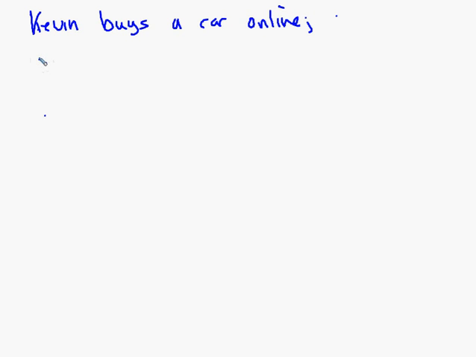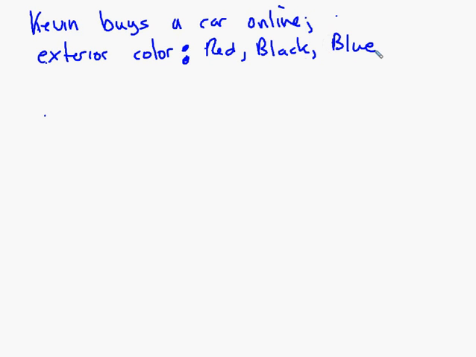So it might ask him for the exterior color, right? And they're going to give him every possible option. He might have red as a choice. He might have black as a choice as a common car color. He might have blue as a choice. So he might have those car choices for the model that he has selected.